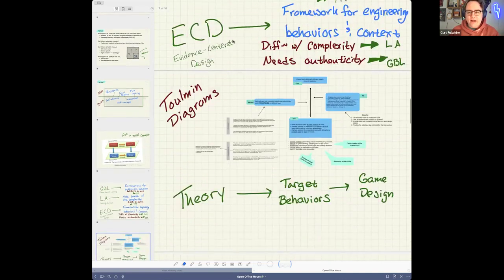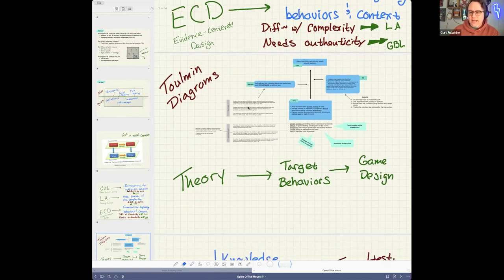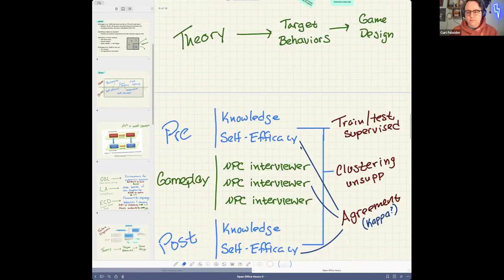For the example of how ECD is influencing the design of the study and the game, I'm taking the theory using Tolman diagrams. So if we look at self-efficacy, we look at the behaviors that we're looking for, like persistence. And then this is the process I'm going through to turn persistence into target behaviors, into game design behaviors. So I have a different Tolman diagram for each observable construct that I'm working on.